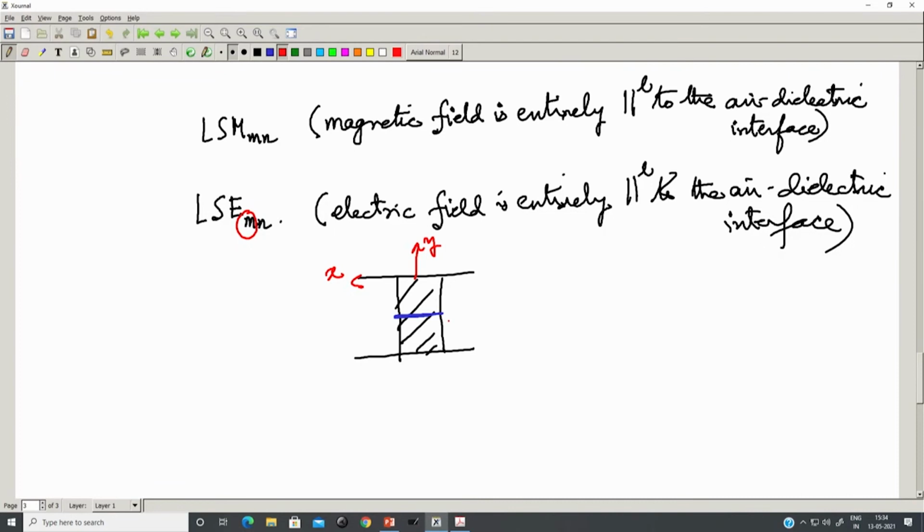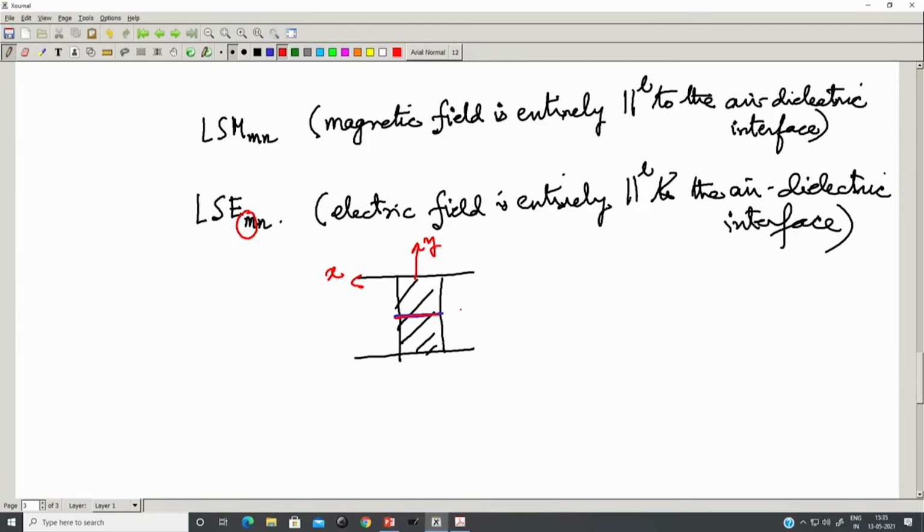For both the LSM and the LSE modes, the corresponding potential functions can possess either a cosinusoidal variation or a sinusoidal variation inside the dielectric region. So, here the potential function can have either a cosinusoidal or a sinusoidal distribution, and therefore, it can have an even or odd symmetry about the center. So, for the cosinusoidal variation it will be an even mode, and for the sinusoidal variation, as we said, it will be the odd mode.